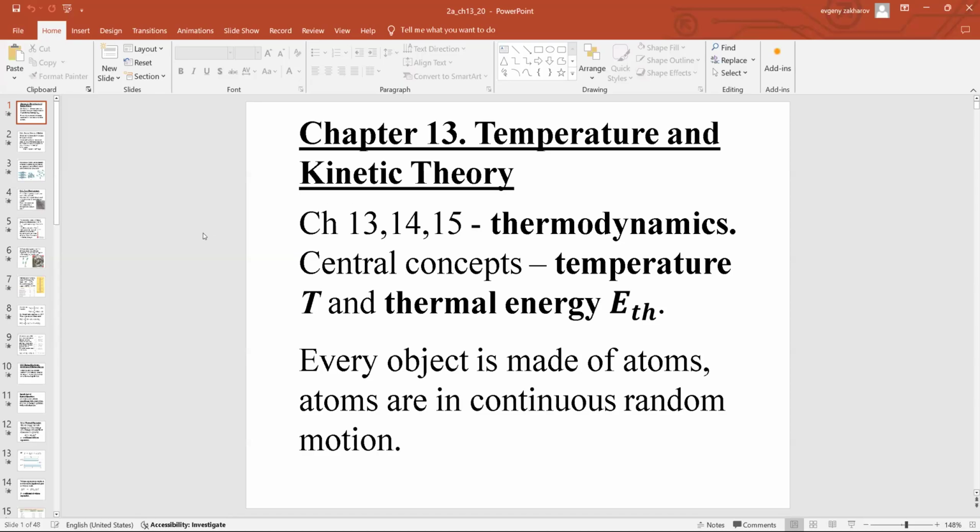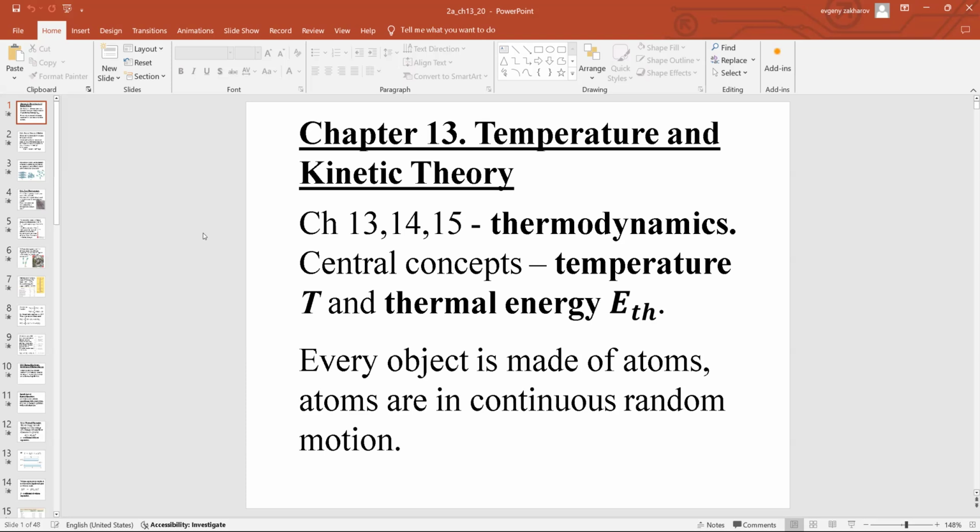Okay, chapter 13, the last branch of physics that we will cover in this class, thermodynamics. And right away, we will discuss one of the main parameters for thermodynamics, the temperature. It turns out the temperature shows the amount of motion in the system. The larger the temperature, the more motion of atoms and molecules that make up an object.